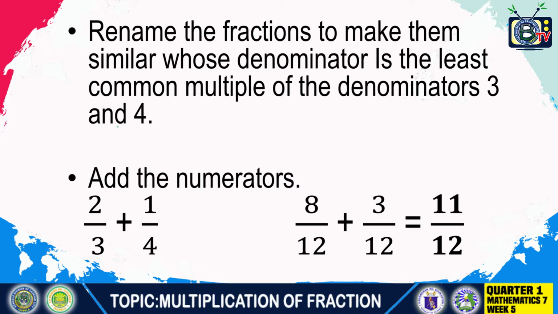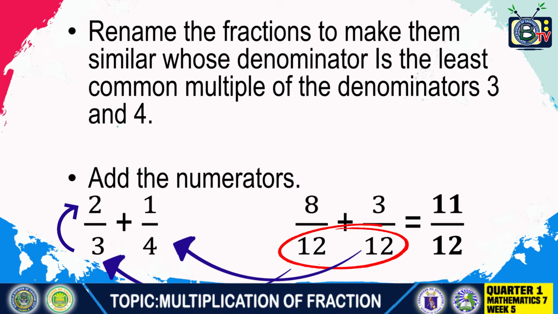So we have here the solution. 2/3 plus 1/4 is equal to, rename it to make them similar. The LCD is 12. Divide the LCD by the denominator 3. So we have 12 divided by 3 is 4. Multiply it by 2 and we have 8. So we have 8 over 12. Take note, class, that 8 over 12 is the same as 2/3. They are equivalent fractions.